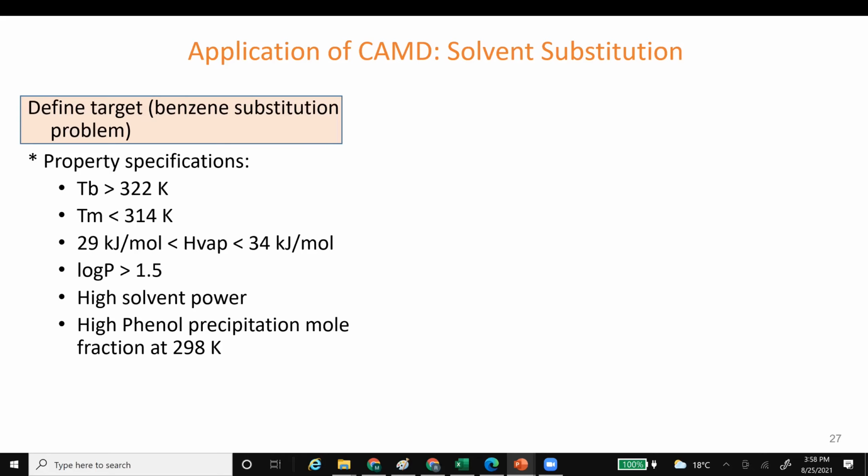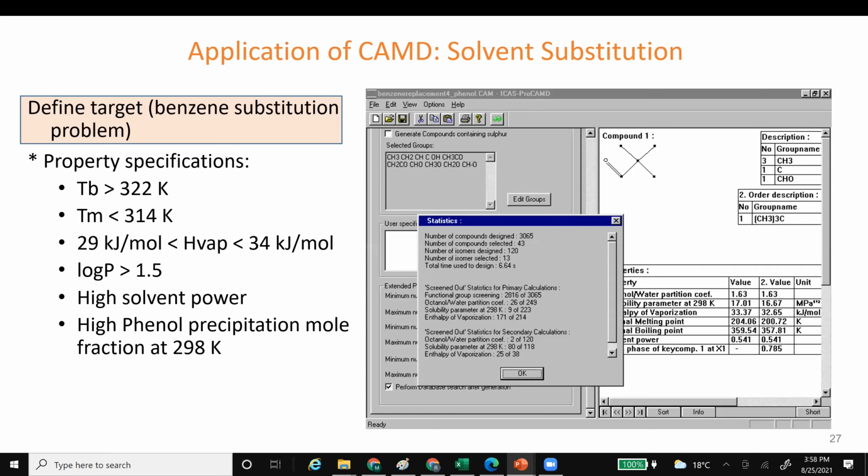Then we need to calculate, and we again formulate the problem. In this case, we generated 3,065 molecules, 43 were selected. Those generated 120 isomers, and 13 satisfied all requirements. And because of these properties that we have matched, when we do the simulation it will match our requirements, because the solvent power is high, the phenol is able to precipitate out, and so on.